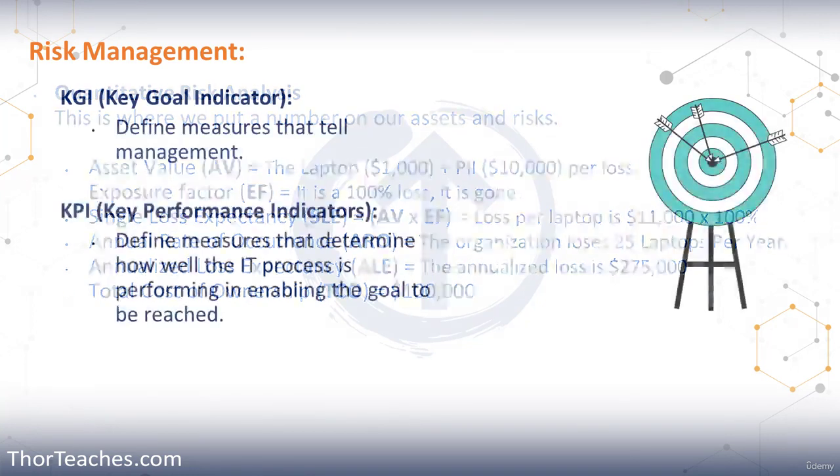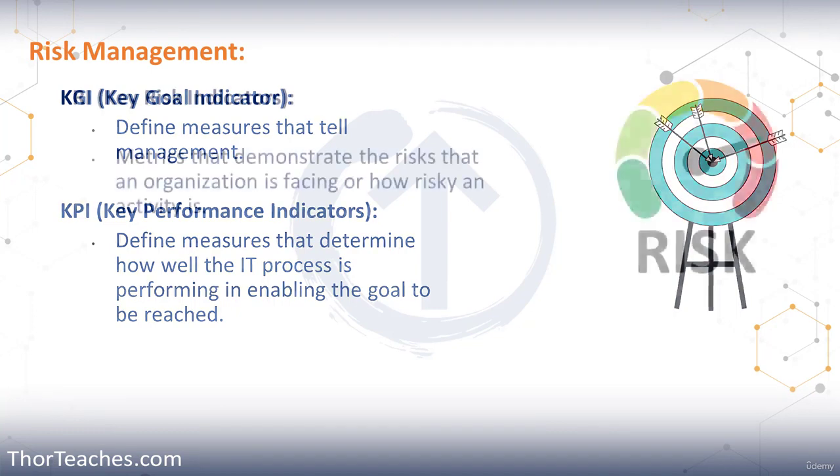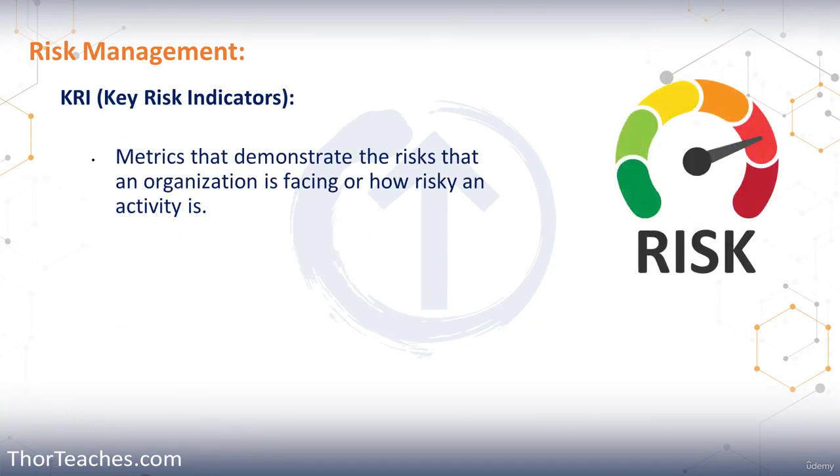Then we talked about KGI, Key Goal Indicator, and goal was the overarching one. Then KPI, Key Performance Indicator, was the specific one. This task is doing this well. For us with risk management, this could be these countermeasures we have implemented are doing this well. They are within the baseline of where they should be. They're still functioning. And then we had KRI, Key Risk Indicator. And we use that to demonstrate a risk to the organization, something we're facing or something new we're starting to do. How risky is that endeavor?